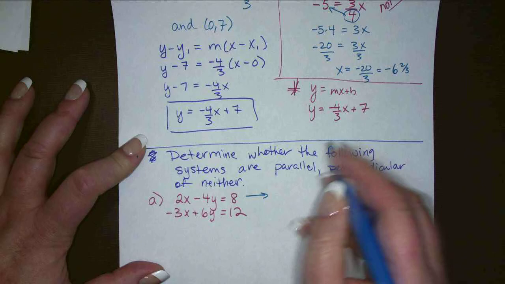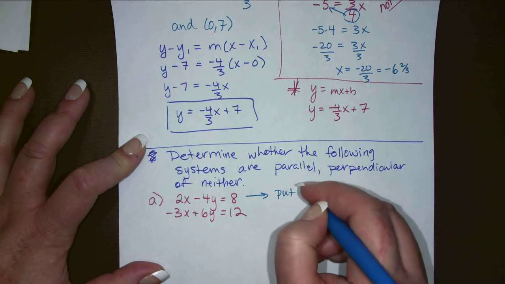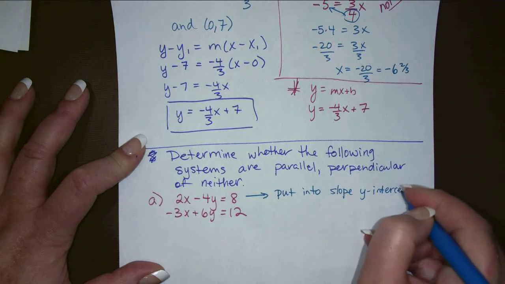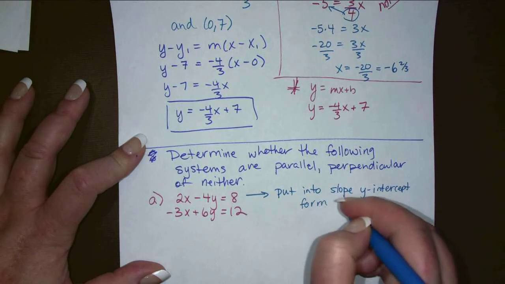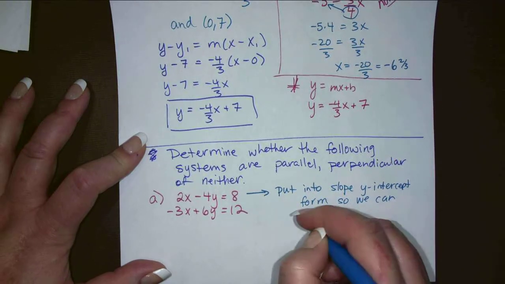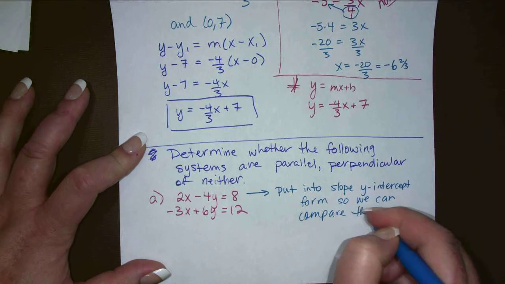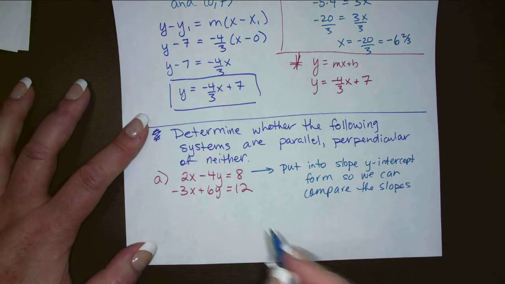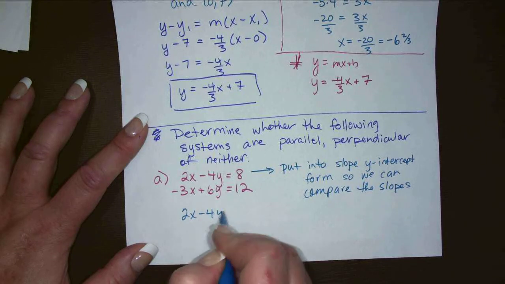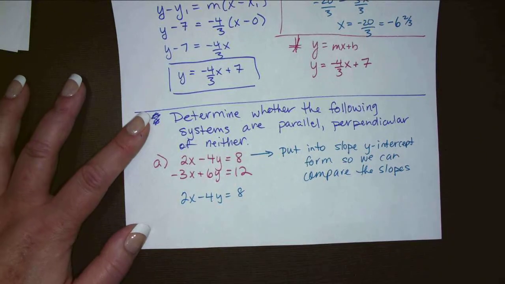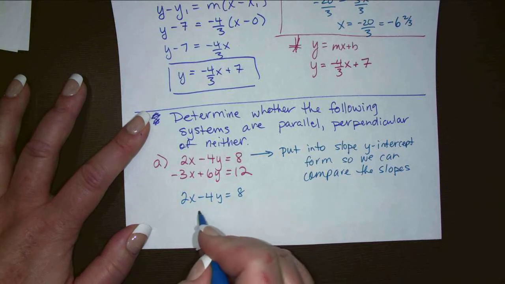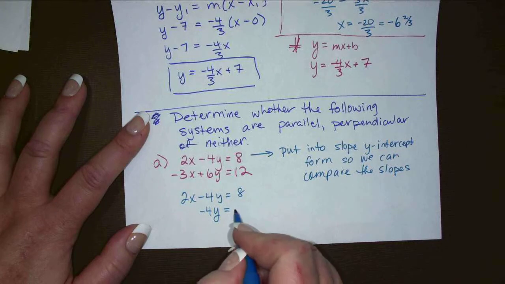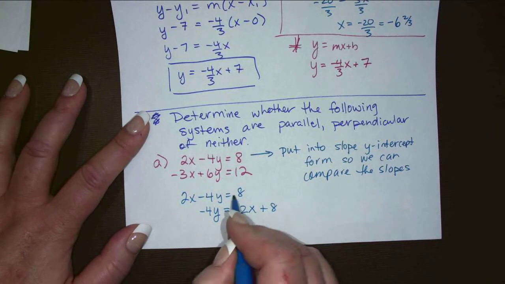So we want to put them into slope y-intercept form so we can compare the slopes. So if we take 2x minus 4y equals 8. Slope y-intercept form has the y on one side, everything else on the other side. So keep the y and the sign in front of it. Don't forget that. That is a minus 4y. Move the x. And that 8 is positive.